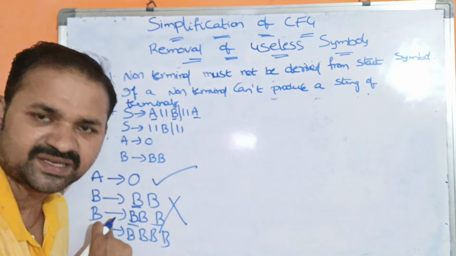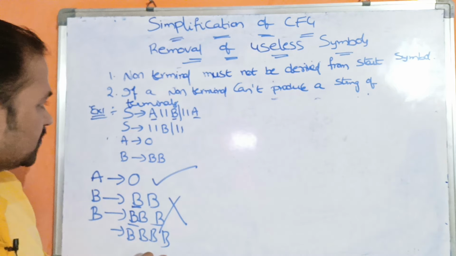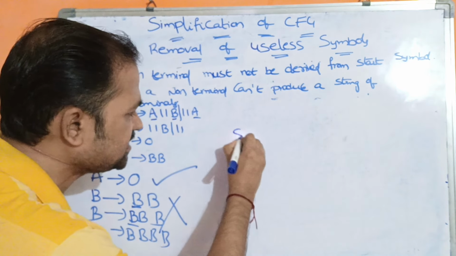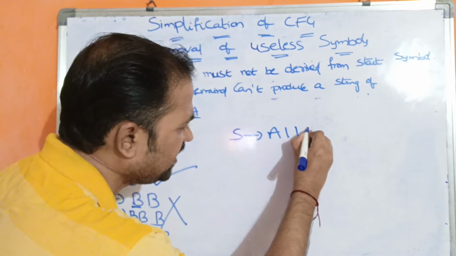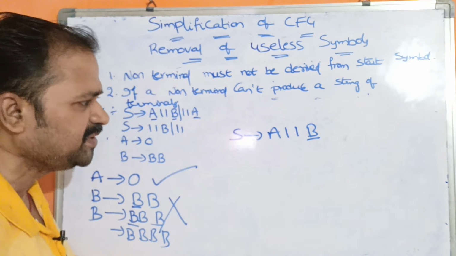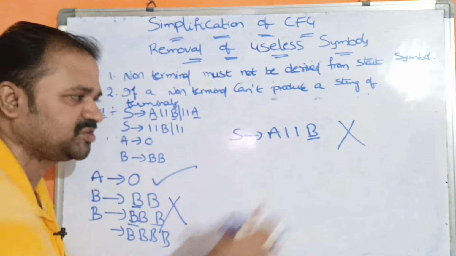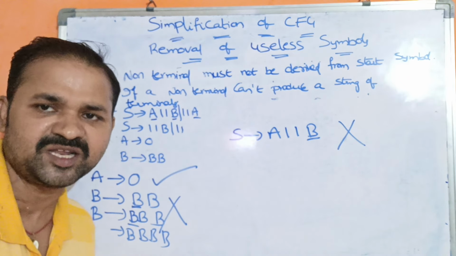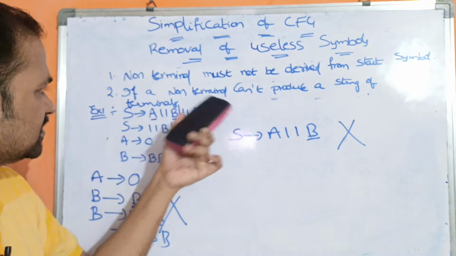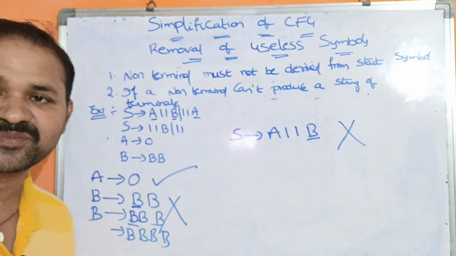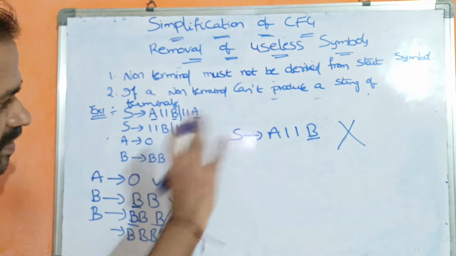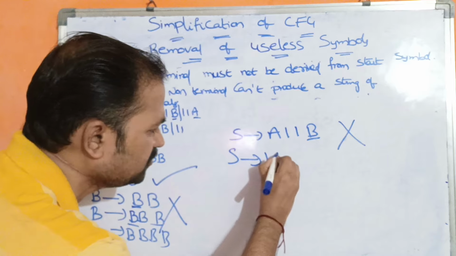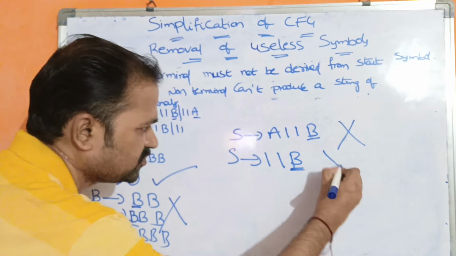Why? Because B is a useless non-terminal. So what are the productions associated with B? Here we have A11B. So S produces A11B. Here we have B. This production is associated with B. So we can say that this is a useless production. Why? Because B produces only non-terminals. B doesn't produce terminals. If it is not producing terminals, then we can say that it is a useless production. So this is a useless one. Next, S produces 11B. So this is also a useless production. Why? Because this production is associated with B.